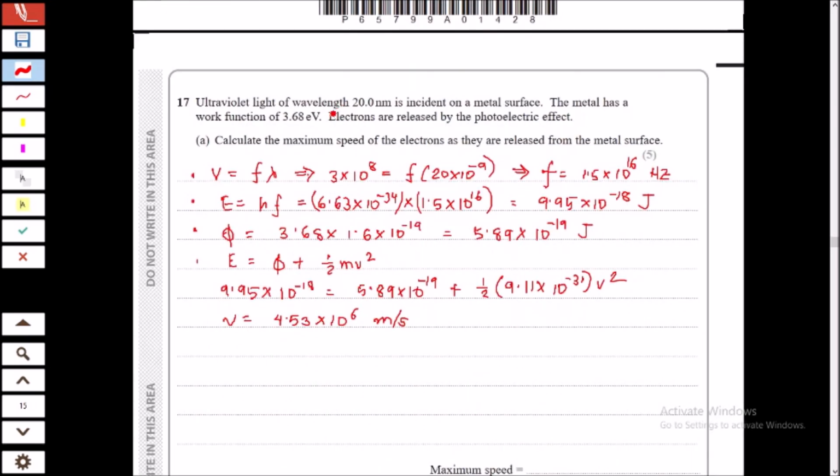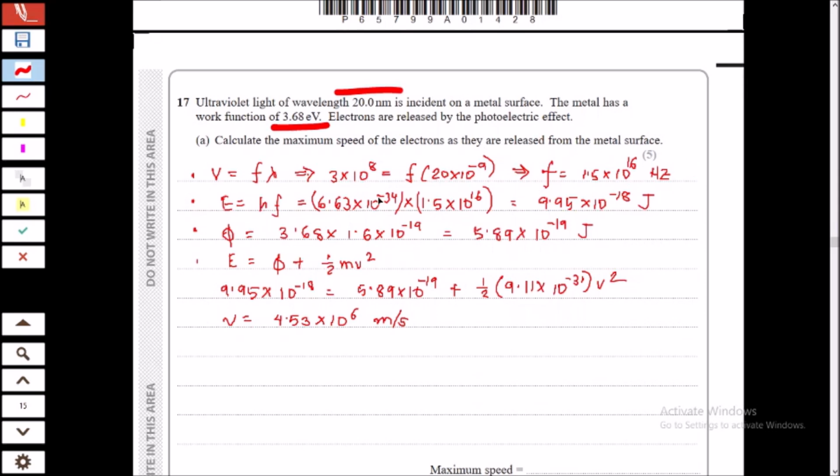So we have light of this much wavelength, we have a work function of this much, and we have the photoelectric effect taking place. Calculate the maximum speed. This is a very simple, standard question on the photoelectric effect. First we have to calculate the frequency, because we have to use the energy equation, E is equal to hf. We know the speed of electromagnetic waves, 3 times 10 to the power 8. We know the wavelength that is given in the question. From there we can use this equation to get the frequency of our wave. Then we use the equation E is equal to hf.